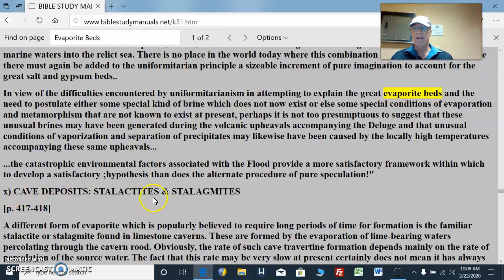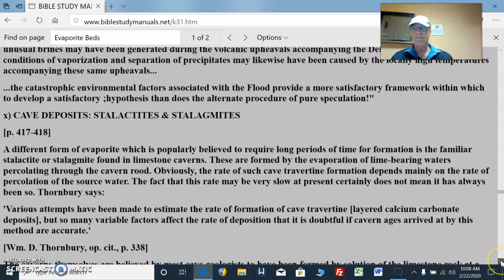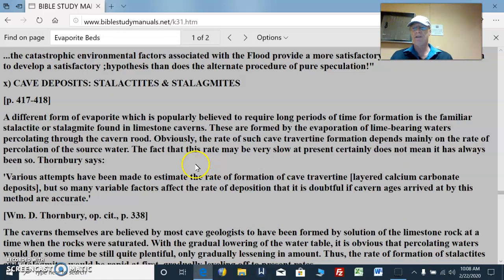Now we have cave deposits, stalactites and stalagmites. A different form of evaporite, which is popularly believed to require long periods of time for formation, is the familiar stalactite and stalagmite found in limestone caverns. These are formed by the evaporation of lime-bearing waters percolating through the cavern roof. Obviously, the rate of such cave travertine formation depends mainly on the rate of percolation of the source water. The fact that this rate may be very slow at present certainly does not mean it has always been so.